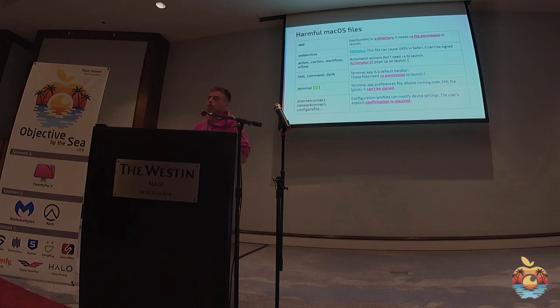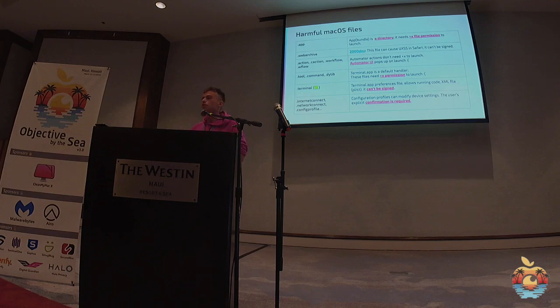WebArchive is also an interesting thing. It's still not patched, and potentially a WebArchive file can cause UXSS and in theory remote code execution. Then there are plist files, and they can be signed. Action, caction, workflow, and so on: those files are Automator actions, and they don't need +x to launch.